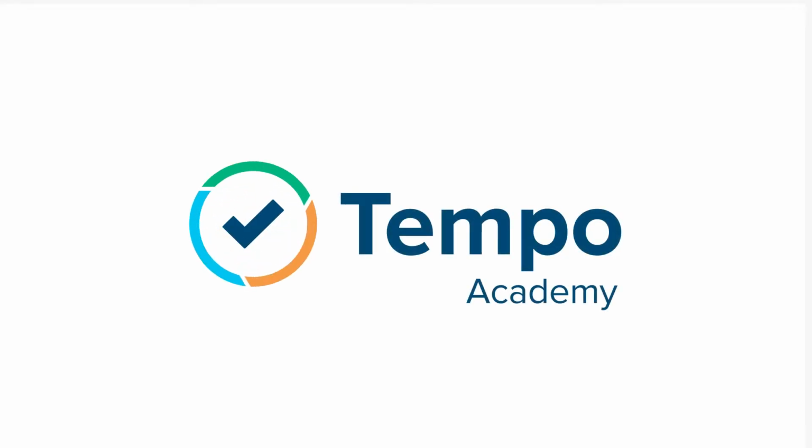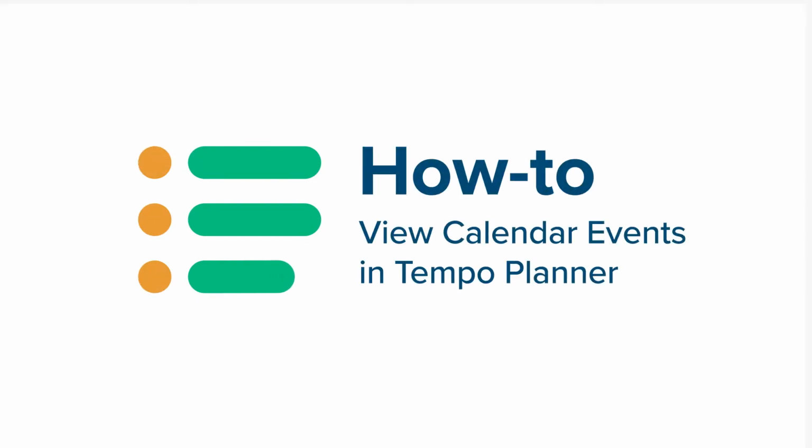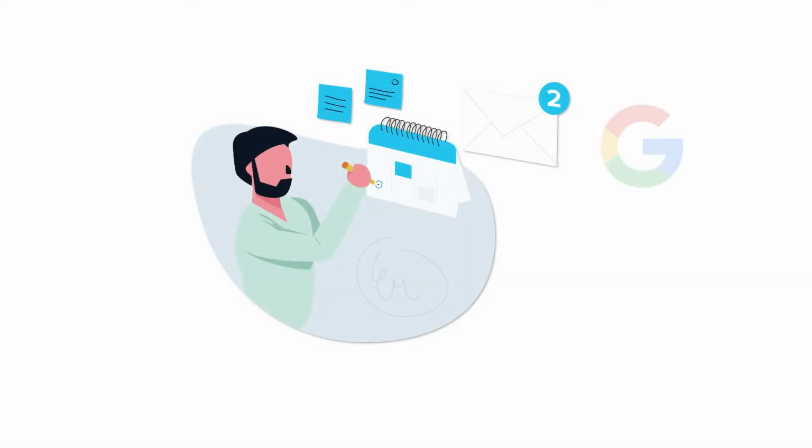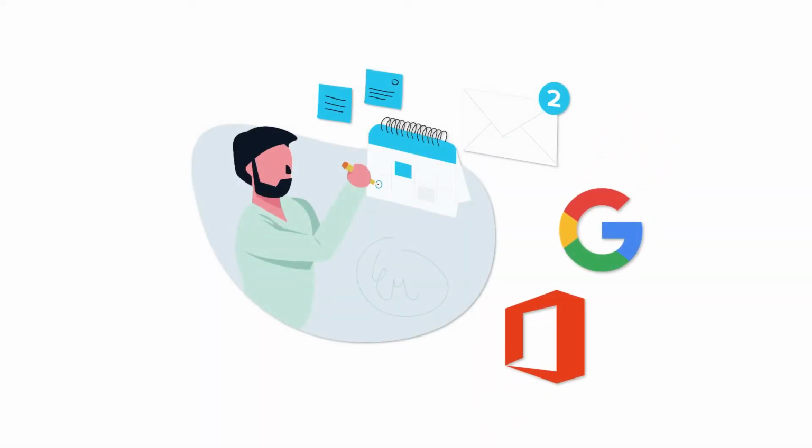Do you want to see your team's calendar events and planned work all in one place? Of course you do. And you can do this by connecting your Google or Office 365 calendar to Tempo Planner.